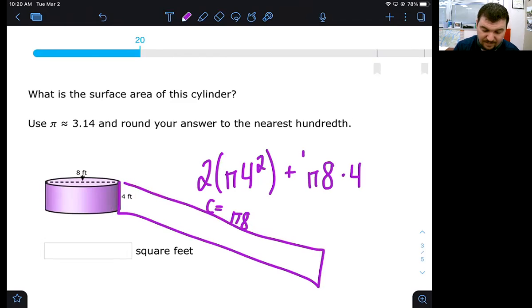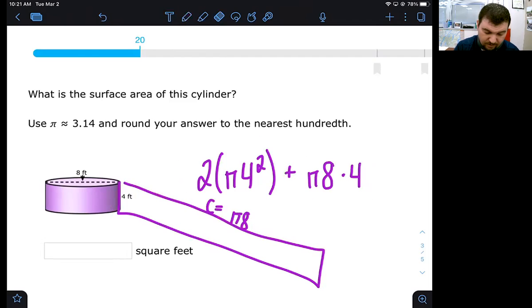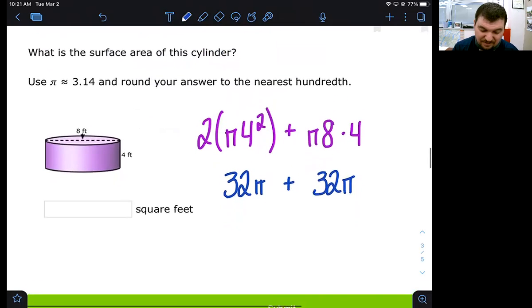Okay. So I've got my rectangle and I've got my 2 circles. So I'm ready to start working on this one. Again, I'm going to wait till the very end to multiply by pi. 4 squared is 4 times 4, which is 16. 16 times 2 is 32. 8 times 4 is also 32. Interesting. The area of both circles combined is the same as the area of that rectangle side. 32 pi and 32 pi makes 64 pi.